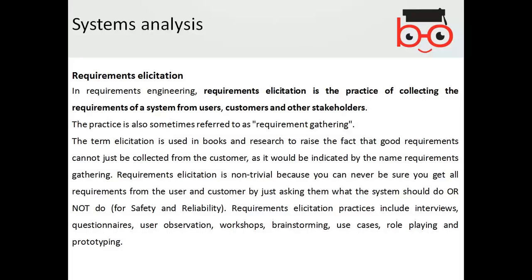So requirement elicitation is most important. It is the practice of collecting the requirements of a system from users, customers, and other stakeholders. The practice is sometimes referred to as requirement gathering. The term elicitation is used in books and research to raise the fact that good requirements cannot just be collected from the customer. Obviously, he didn't know that it would be so complicated to implement in minutes. So requirements elicitation has much more importance in software engineering.